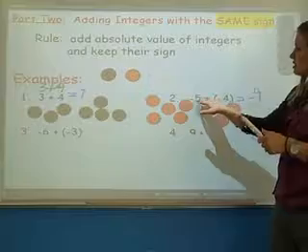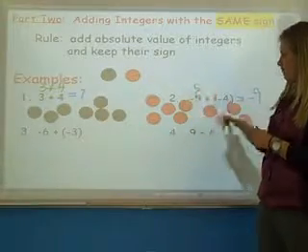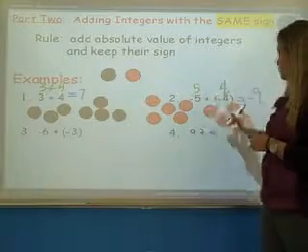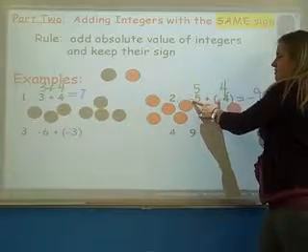Same thing here. Now we just have negatives. Absolute value of negative 5 is 5. Absolute value of negative 4 is 4. 5 plus 4 is 9. And then you're going to keep the sign that they both have, that negative sign.